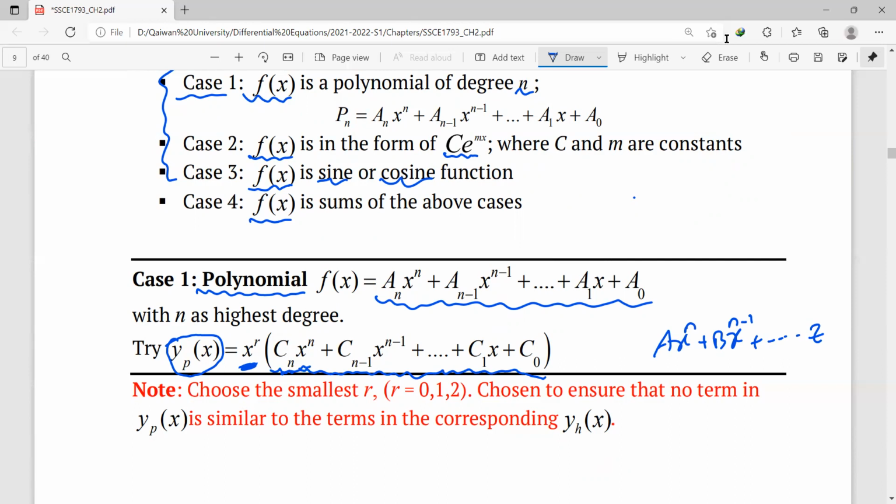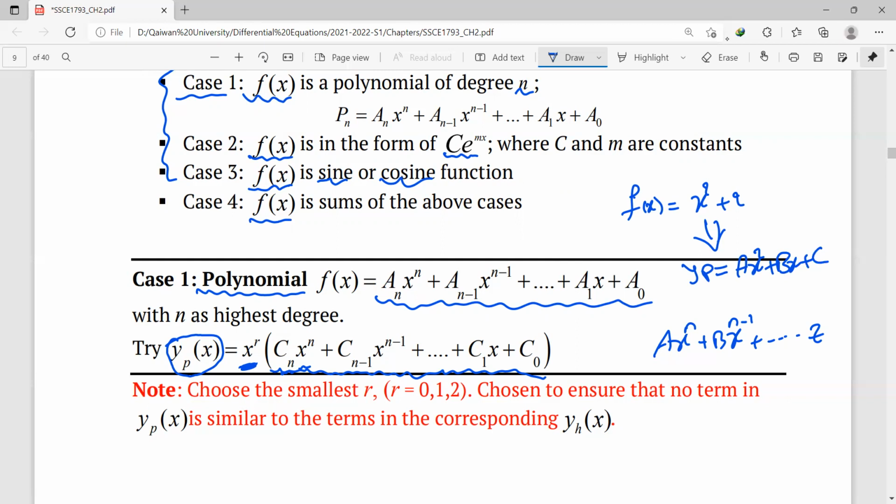For example, if on the right-hand side we have f of x to be x squared plus 2, what's the particular solution for this one? We say YP equals a x squared plus bx plus c. We must write down the general form of a degree 2 polynomial.